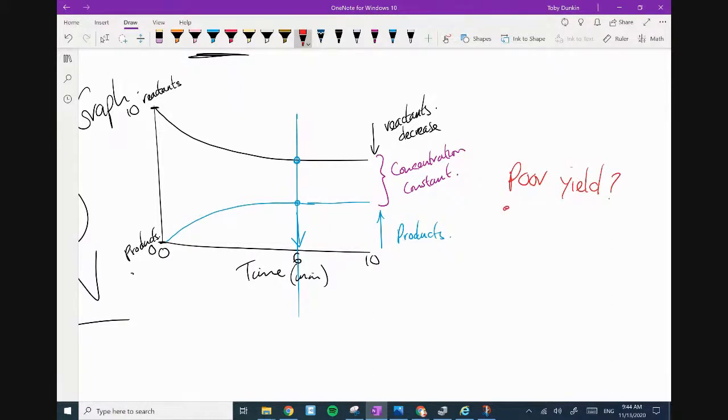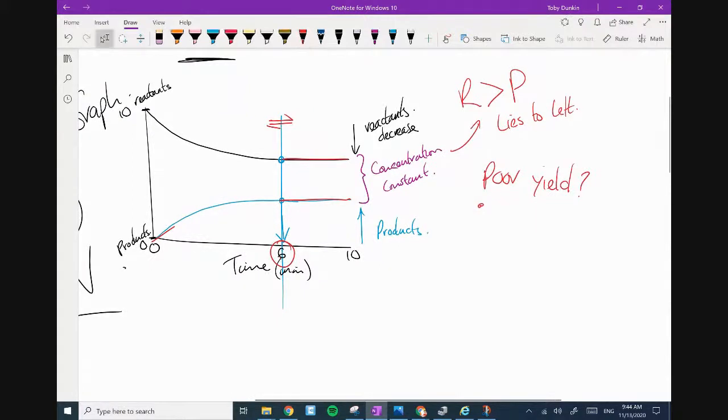The reason why it's a poor yield is that at 6 minutes, equilibrium was established. The reactants and products are no longer changing, and my product is smaller than the reactants. We know that as a result of that picture, the reactants are greater than the products. This equilibrium lies to the left, and that's bad. We're getting rubbish amounts of product, poor yield. I hope that makes sense.